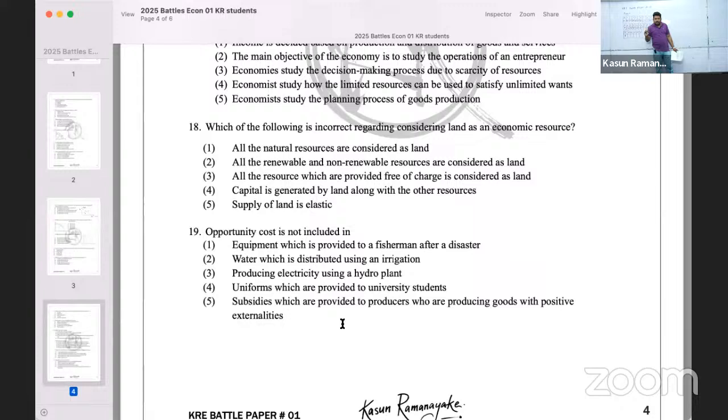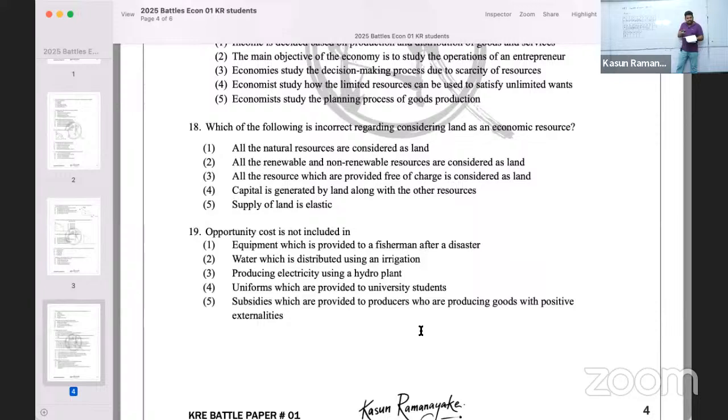The other thing is when a hydropower plant is being constructed. The hydropower plant will be just connected to some kind of a waterfall. That water is not being used to produce the hydropower. They will take only the speed of the water flow, but the water will not be taken. The water will be going. So the opportunity cost is very less.